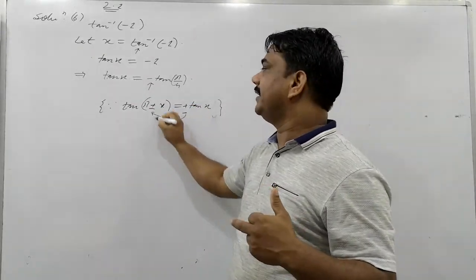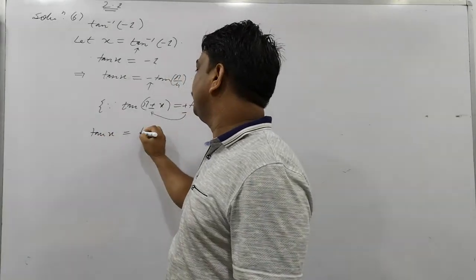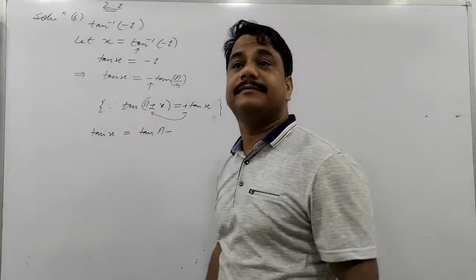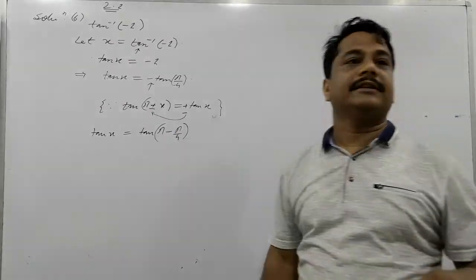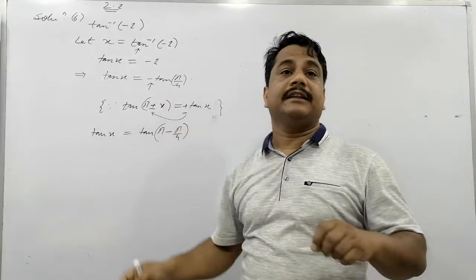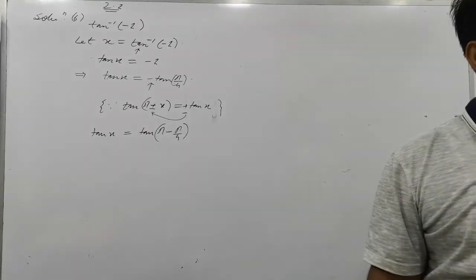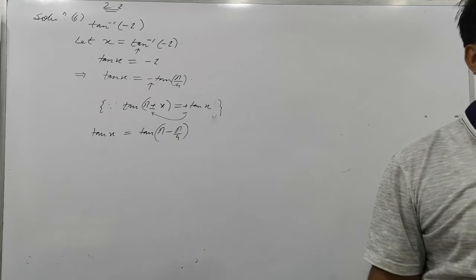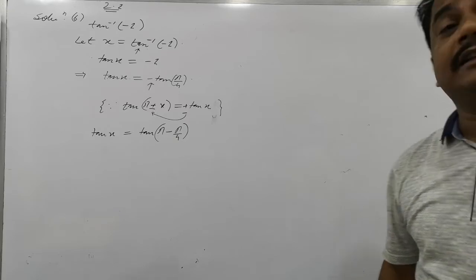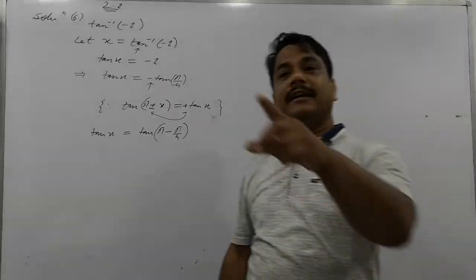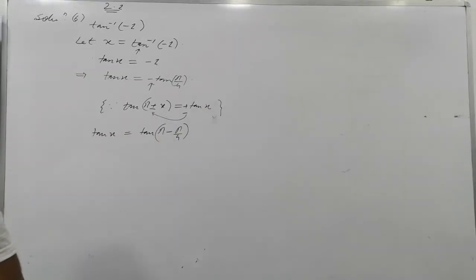So in place of minus tan x, we can write tan of x equals tan of pi minus pi by 4. Can we write this or not? This is in the second quadrant, so we can take it in the second quadrant, and we can also take it in the fourth quadrant. But remember, the fourth quadrant means the angle is more than 270 and less than 360. If I take the second quadrant, the x will lie in the second quadrant. So you just have to remember the principal range of that inverse function.